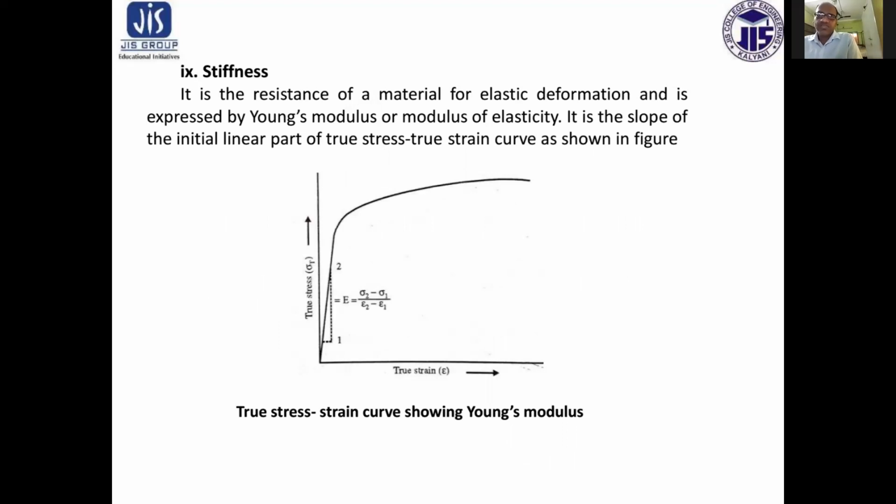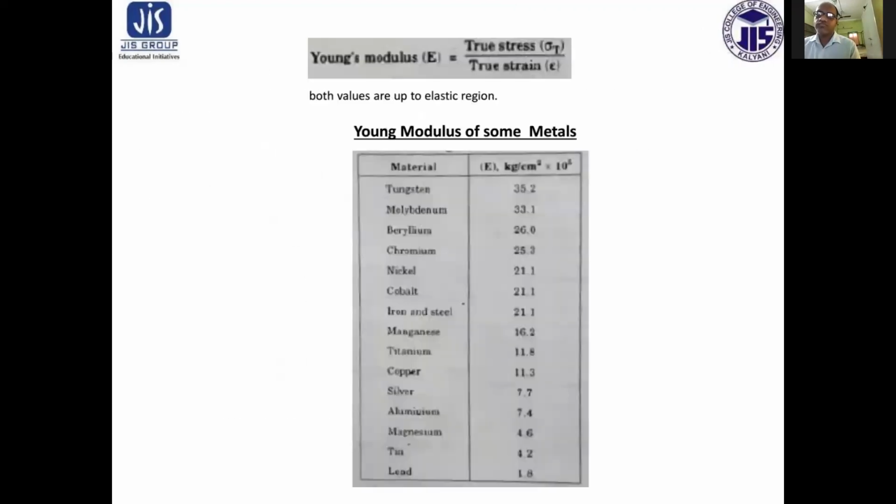Stiffness. It is the resistance of a material to elastic deformation and is expressed by Young modulus or modulus of elasticity. It is the slope of the initial linear part of the stress strain curve as shown in the figure. So Young modulus is equal to stress by strain, both values up to the elastic region.